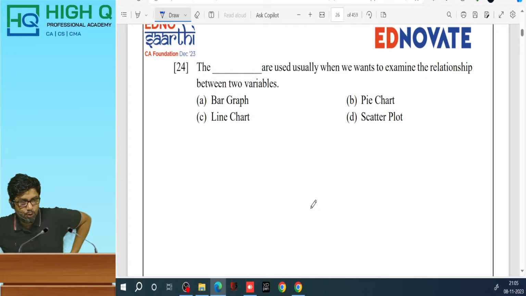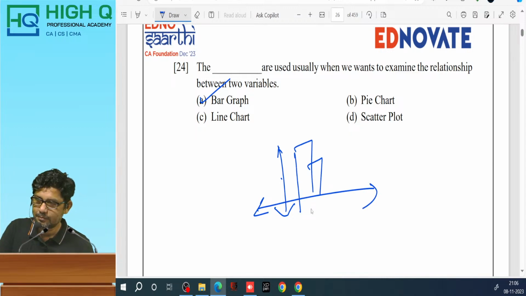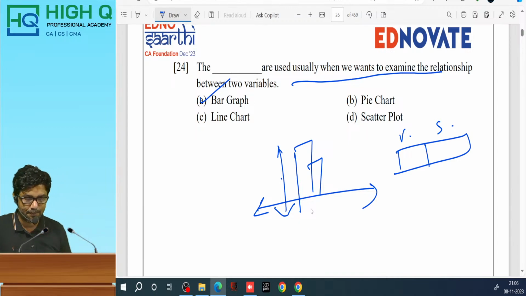The dash are used usually when we want to examine the relationship between two variables. Bar graph. See. Joint bar diagram. So the dash are used. Bar graphs are used usually when we want to examine the relationship between two variables. For example, batsmen Virat Kohli and Shubham Gill. So in the bar diagram only we are comparing, no?